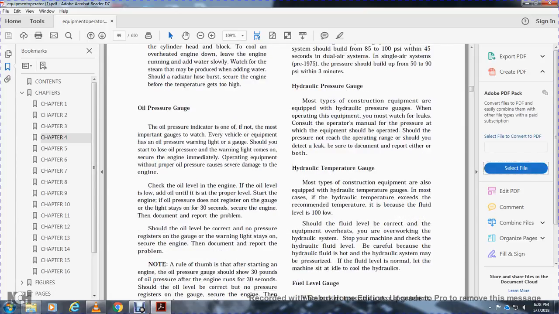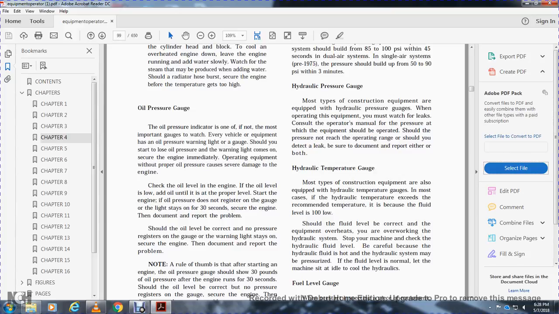The oil pressure gauge. The oil pressure indicator is one of the most important. Every vehicle should have either an oil pressure warning light or a gauge. If the oil pressure warning light comes on after the start, secure the engine immediately. Operating the equipment without proper oil pressure can cause severe damage to the engine.